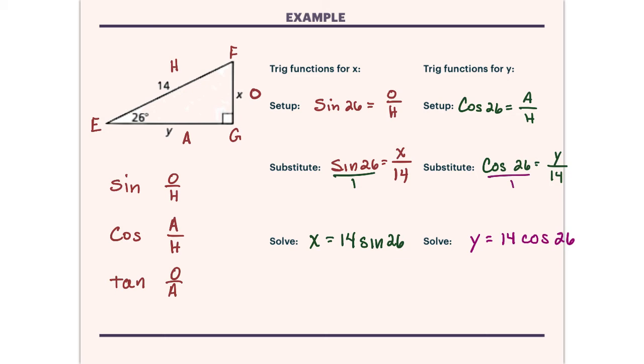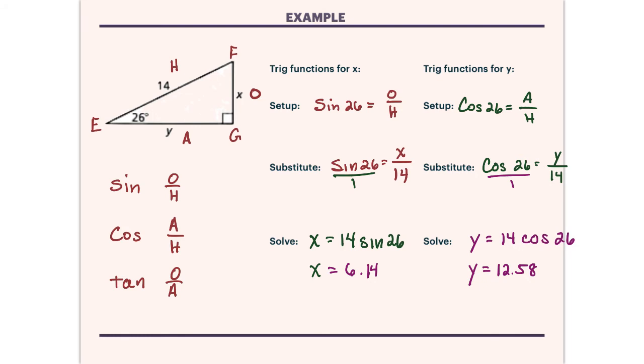I'm going to grab my calculator here and I'll find the sine of 26 and I'll take it times 14. I'm getting x is equal to about 6.14, and then getting out my calculator again and finding the cosine of 26 and taking that times 14. And I'm getting y is equal to about 12.58. So there's our x and there's our y values.